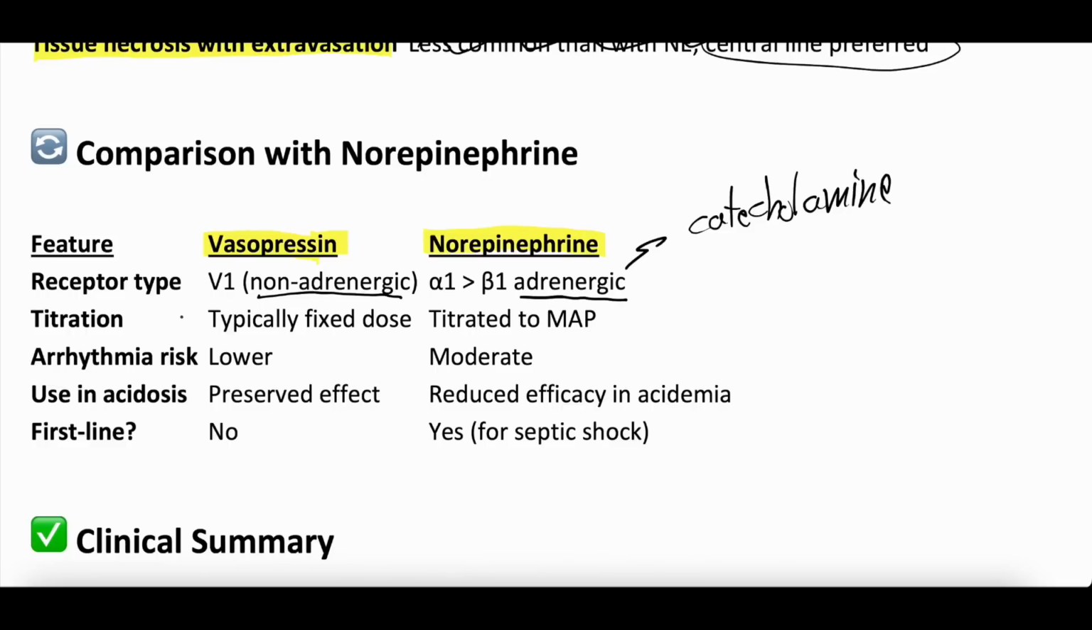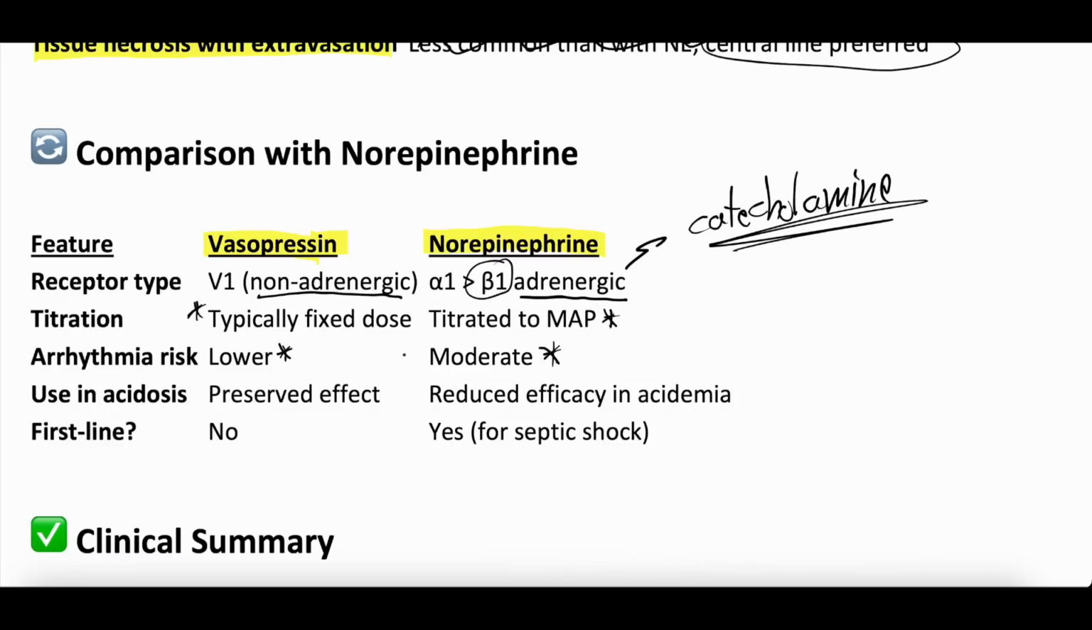Titration, this is fixed dose. Vasopressin is not titrated, whereas norepinephrine is titrated to a MAP goal most commonly. The arrhythmia risk is lower for vasopressin because it is not catecholaminergic, so it does not affect some of those receptors in the heart, like beta 1, that can increase the risk for arrhythmias. So it has less effect on the heart for arrhythmias. Whereas norepinephrine and all the catecholaminergic vasopressors that have cardiac receptor effects, like the beta receptors, do increase risk for arrhythmias.